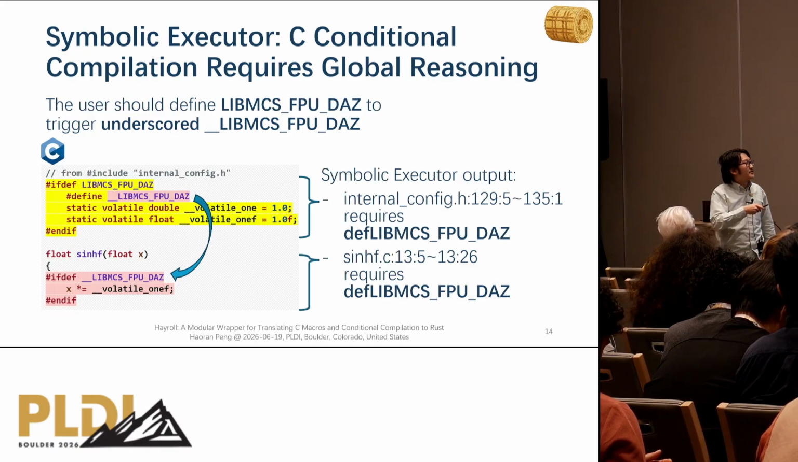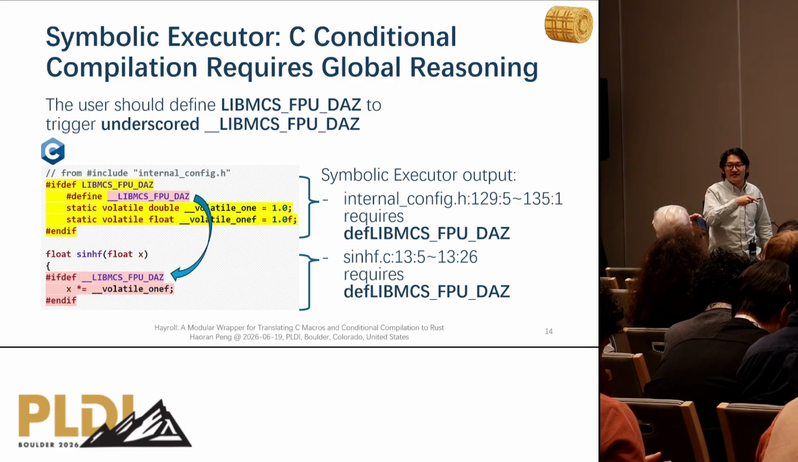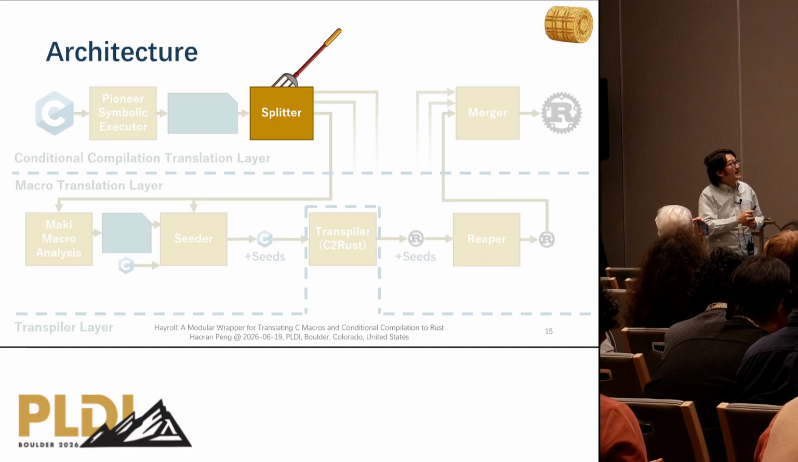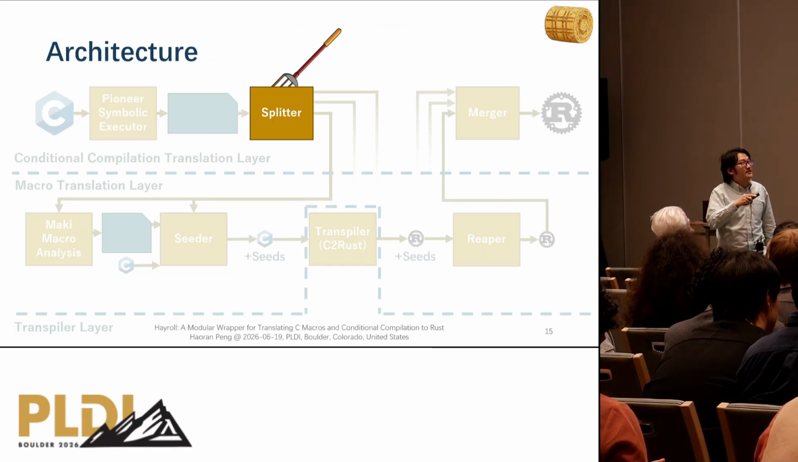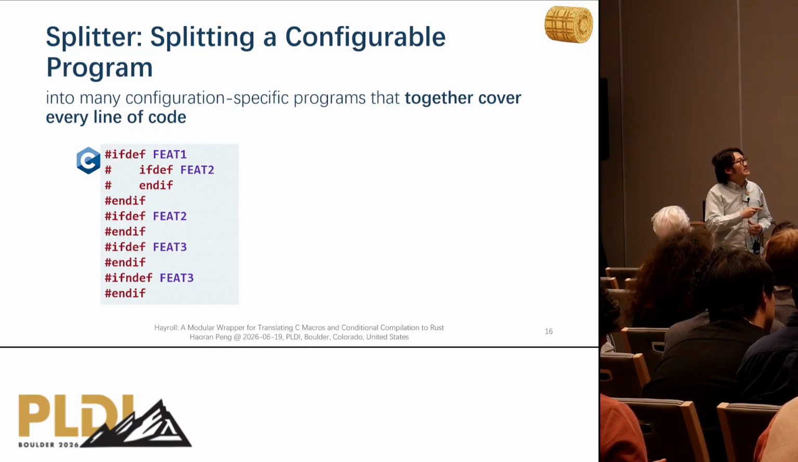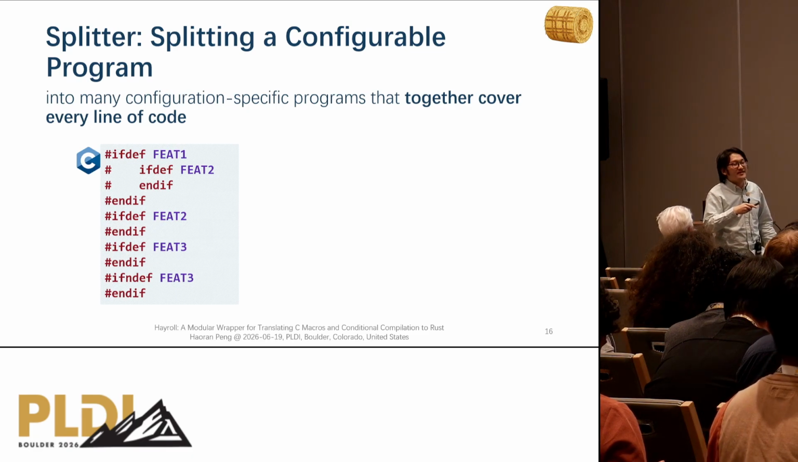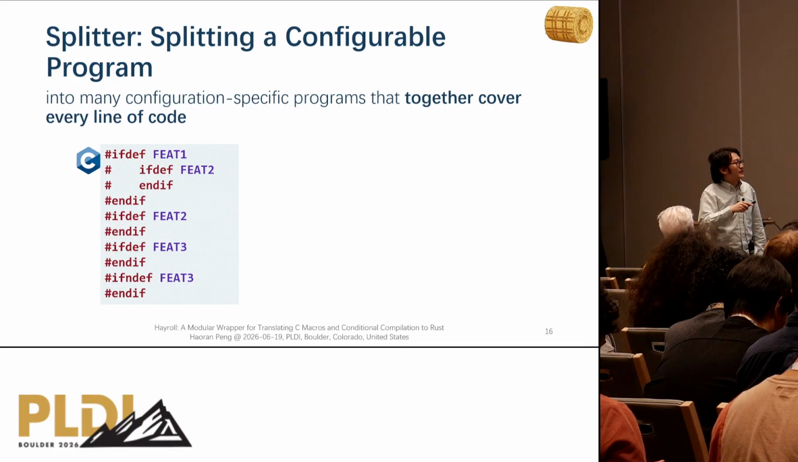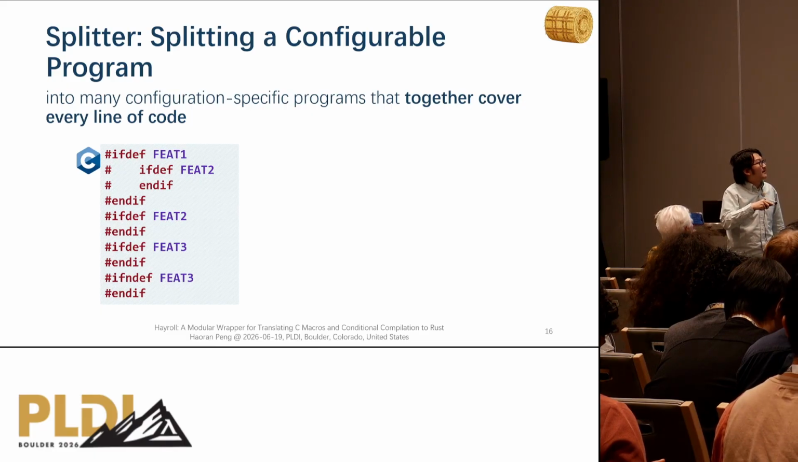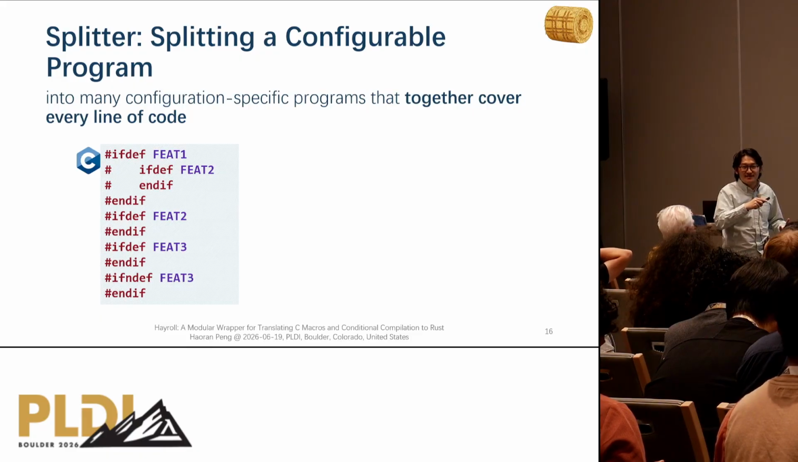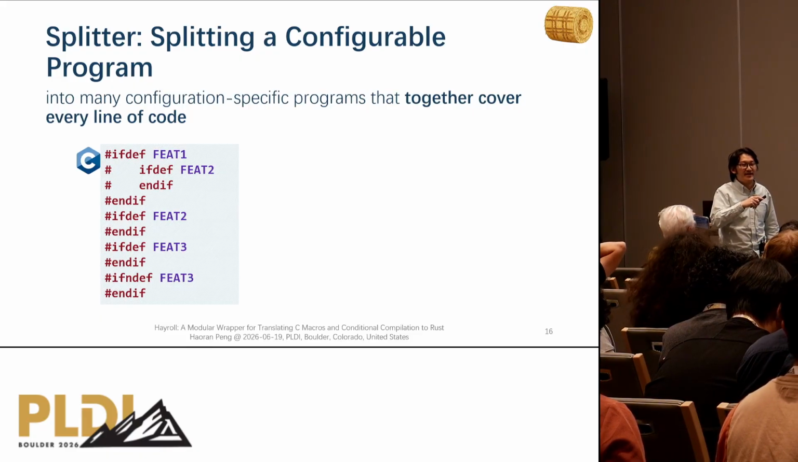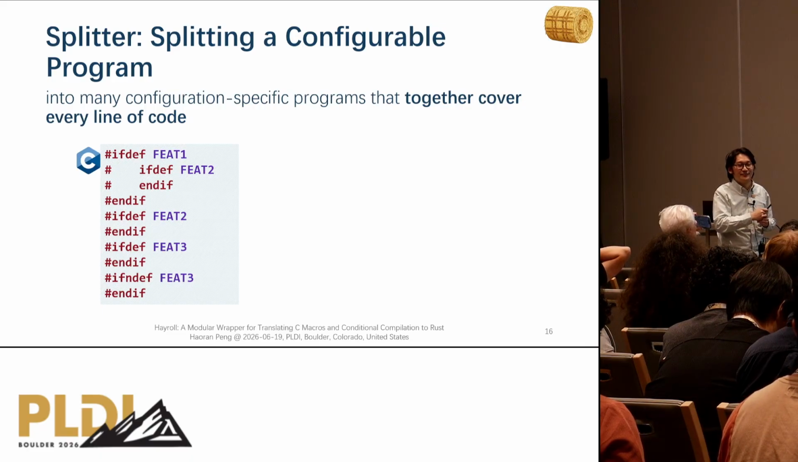With our symbolic executor, you will know that both of these conditional ranges are enabled by the same flag, which is not the internal flag. After that, we send that information into the splitter, which is in charge of splitting a configurable program into many configuration-specific programs that together cover every line of code. For example, for the code snippet on the left, how many different configuration combinations are needed to cover every possibility? There are 3 flags, and 2 to the power of 3 is 8. So you can totally do 8.